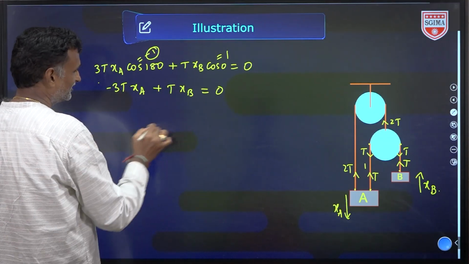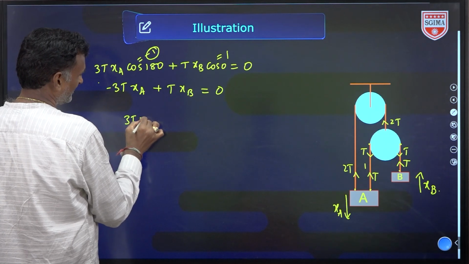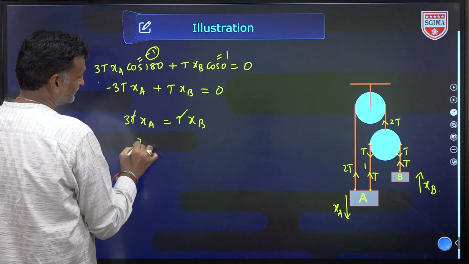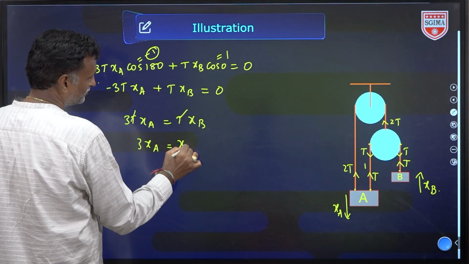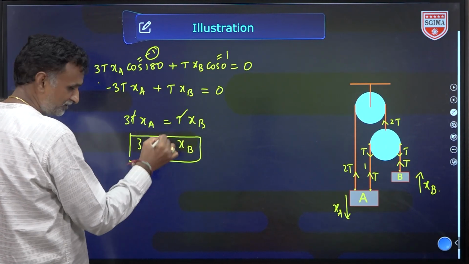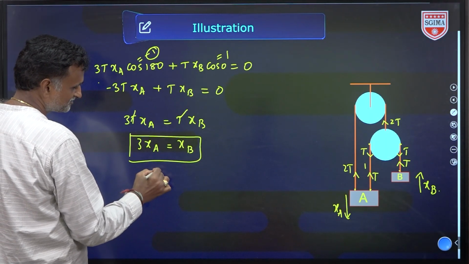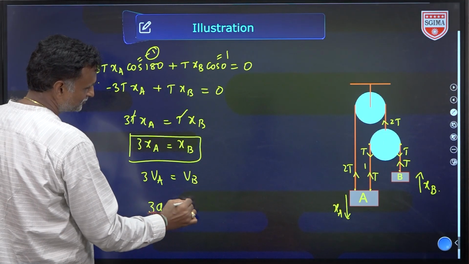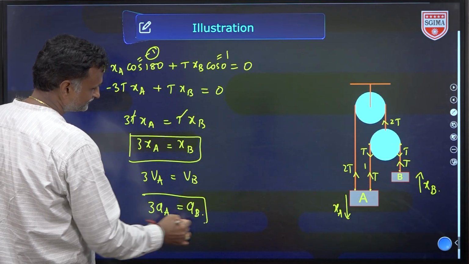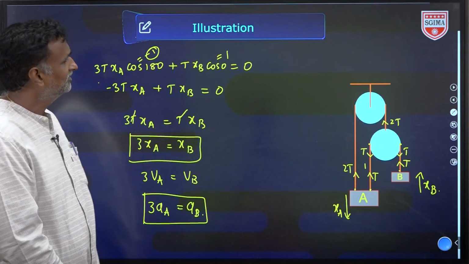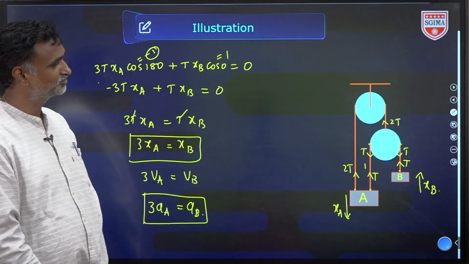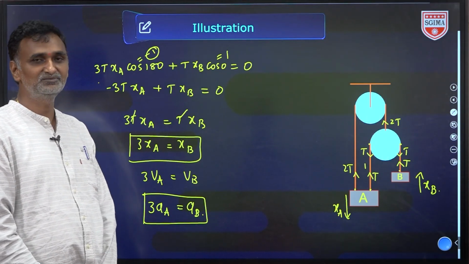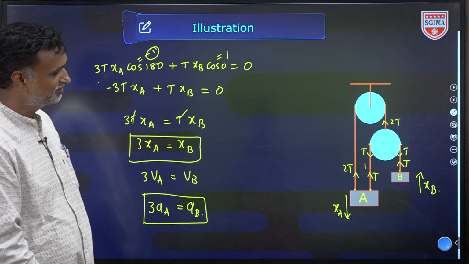So, minus shifting on right side becomes plus. So, 3T XA equal to T XB. So, T, T cancel. So, finally 3 XA equal to XB, and we can write the same kind of relations for velocities also like this and accelerations also like this. This is one of the simple ways to solve the relation between velocities of the blocks, displacements of the blocks, accelerations of the blocks.